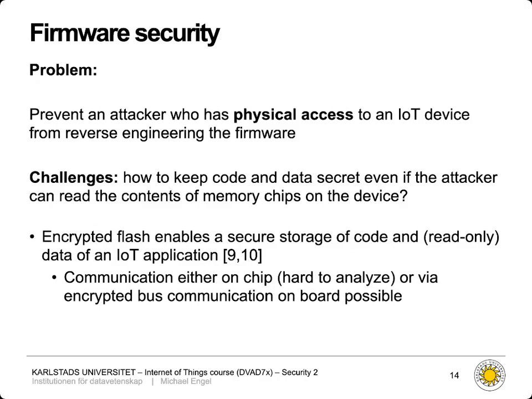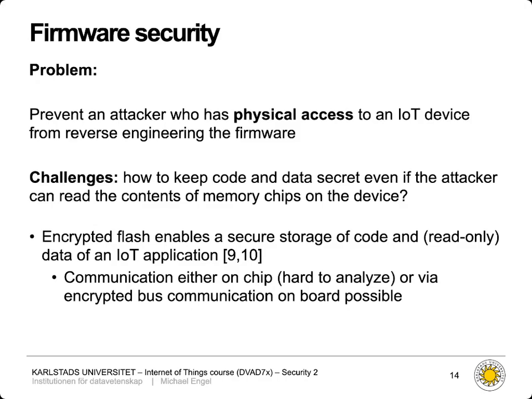So the challenge here is how to keep code and data secret, even if the attacker has the possibility to read out your flash memory chips, for example, on the device, and to monitor what's going on. There are a number of approaches for encrypted flash storage. This enables secure storage of code and read-only data of IoT applications. And this can take place either by putting the flash on the same chip. Analyzing data that flows on a chip is very difficult.